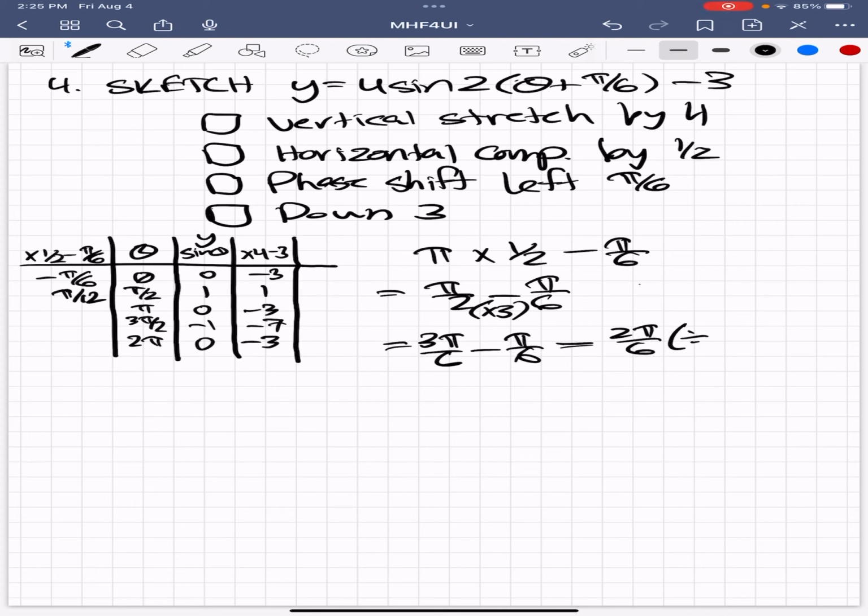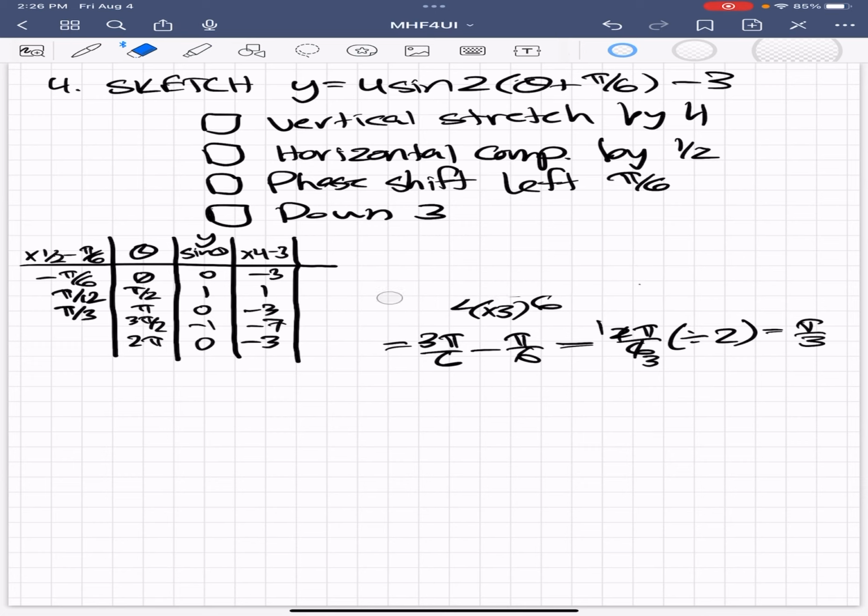We're going to divide top and bottom by 2. 2 goes into 2 one time, strike it out, 1. 2 goes into 6 3 times, so it's going to be pi over 3, which is 60 degrees. So pi becomes pi over 3. I'll give you a moment to write that down. We're just doing it off the top of our heads.